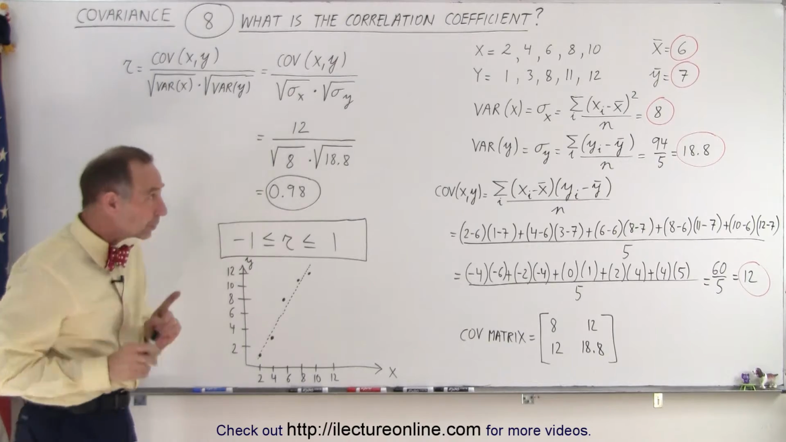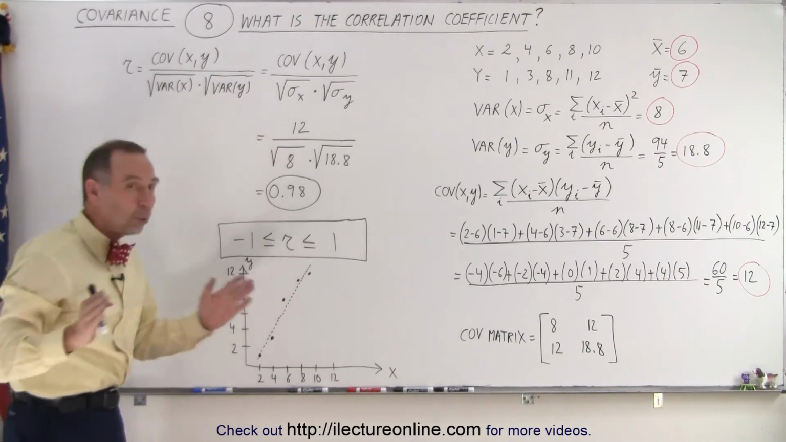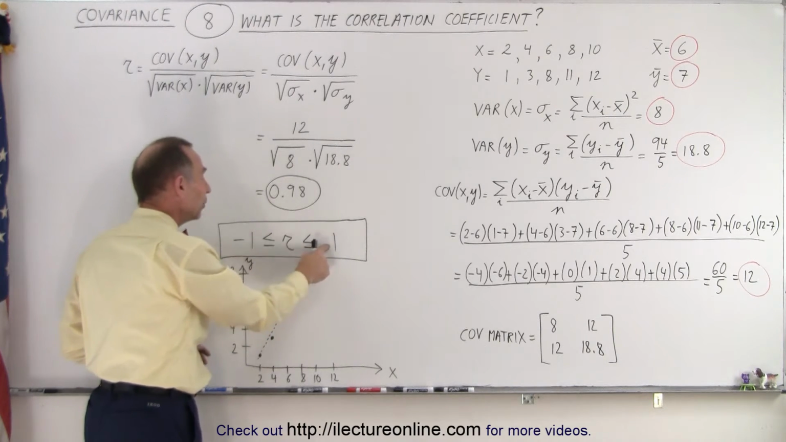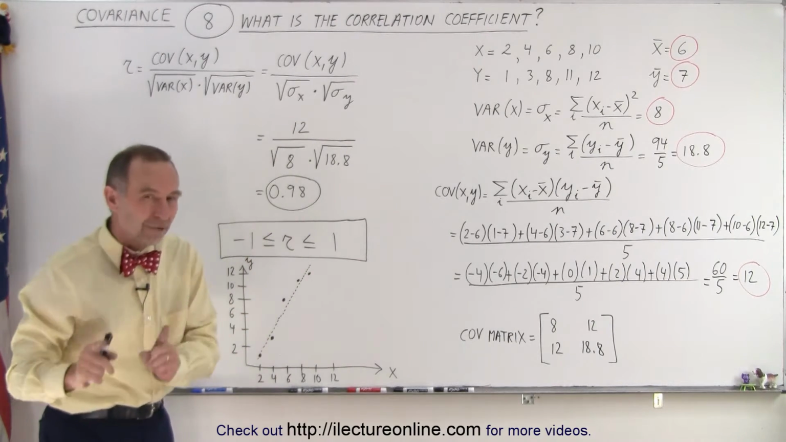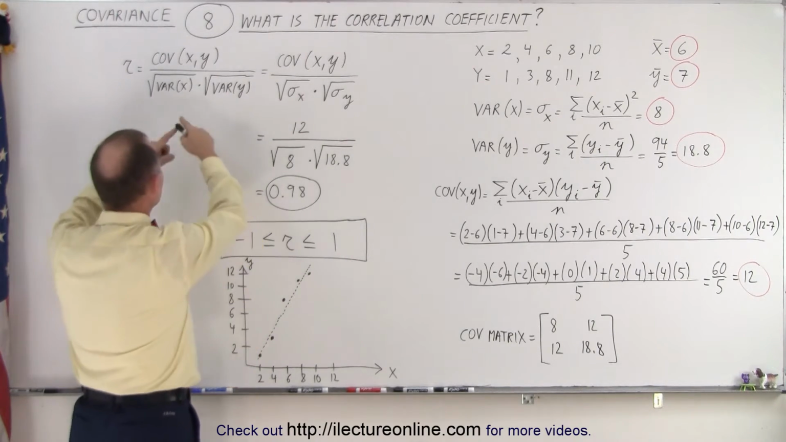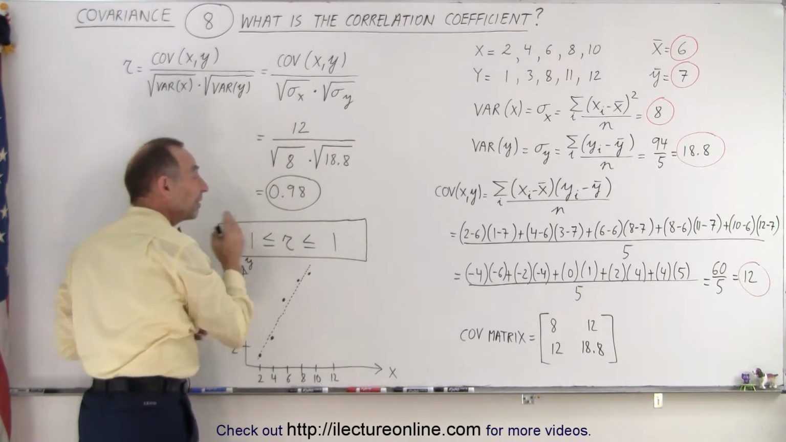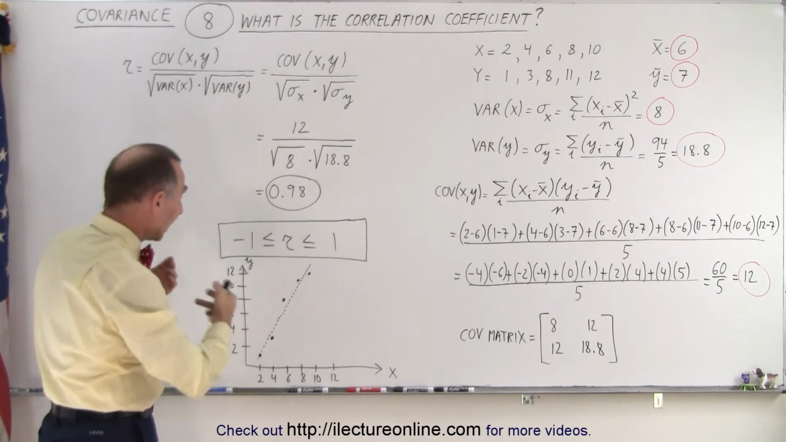Why is that? Well, it turns out when we do that, we will always, without exception, get a number between -1 and 1. The correlation coefficient can never be smaller than -1 and never be bigger than 1. So whenever we calculate it, we will always get a number between -1 and 1, and it could include -1 and 1.